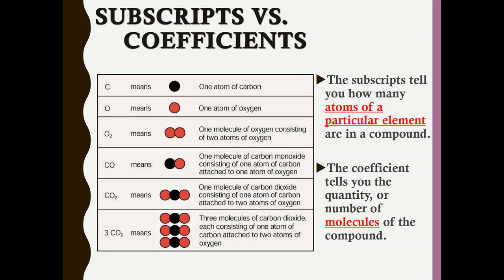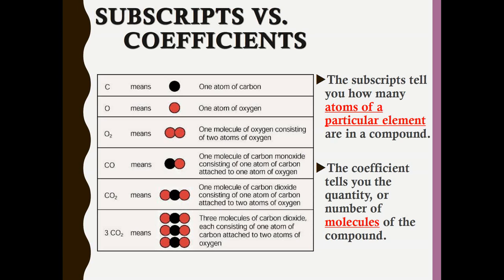So in the chart, you can see that C means carbon, and it's shown by one black circle. It's a valence circle, so one atom of carbon. If I have one red circle, it tells you one atom of oxygen. They're just using different colors to differentiate the two different elements. Now if I have O2, it means I have one molecule of oxygen that has 2 atoms of oxygen in it. If I have one C and one O together, it says that one molecule of carbon monoxide has 1 atom of carbon attached to one atom of oxygen.